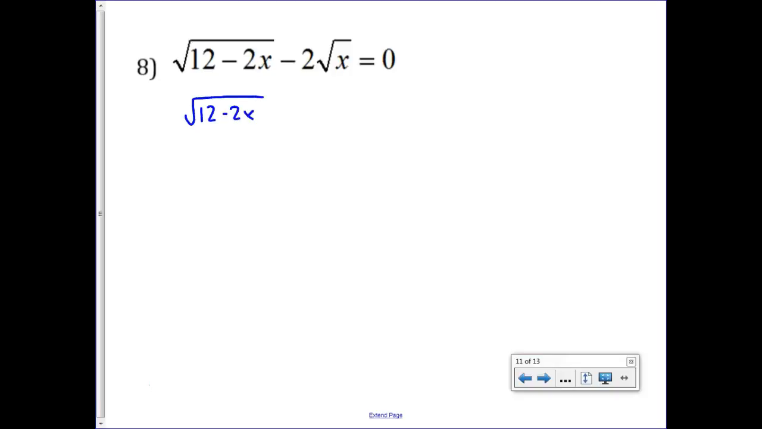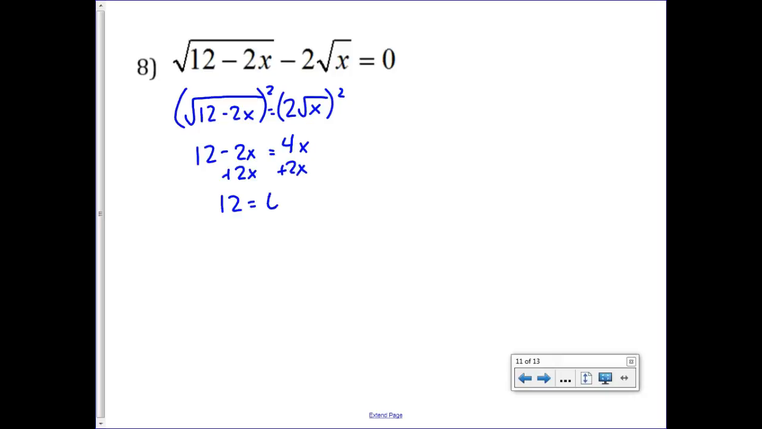So I'm going to move that 2 radical x to the other side. And then I'm going to square both sides. So I get 12 minus 2x, and I get 4 times x. So I'm going to add 2x. So 12 equals 6x. Divide by 6. So 2 equals x. Well, let's double check that.